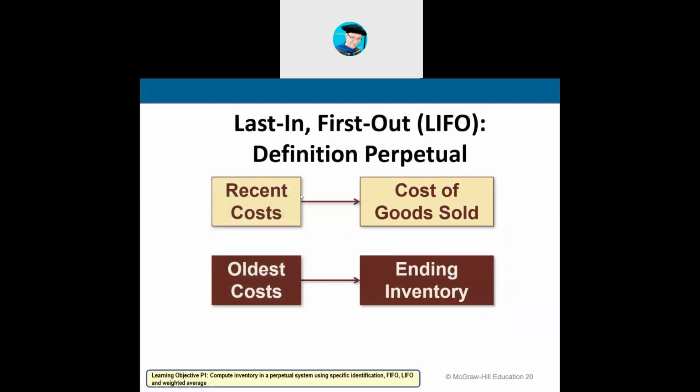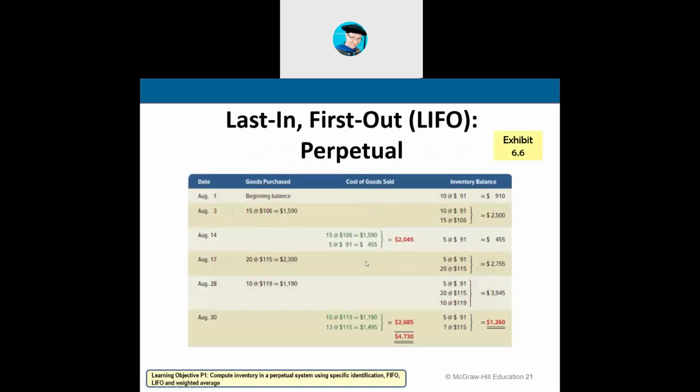That was the first in, first out. Now the last in, first out. Last in, first out shows us the most recent costs represent cost of goods sold, and the oldest costs represent the ending inventory. So my most recent purchase would represent my cost of goods sold.